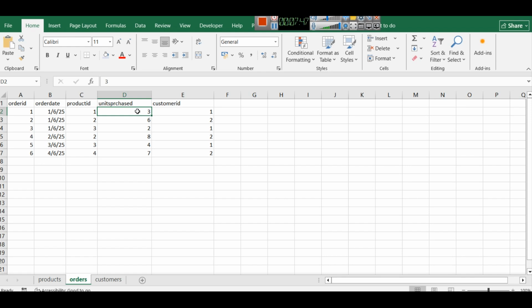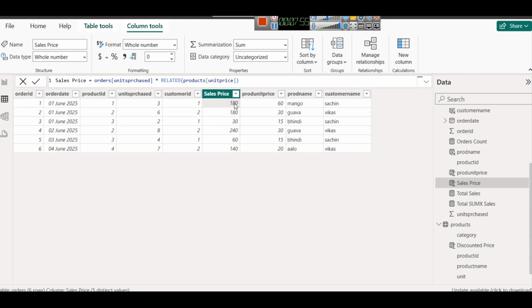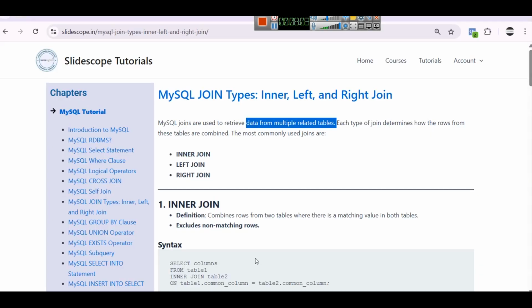So what is the total price? 60 into 3, 180. That's why you are seeing 180 here. Okay. So basically in Power BI also this is there. But since we are learning SQL for Power BI or something, we are continuing like this.